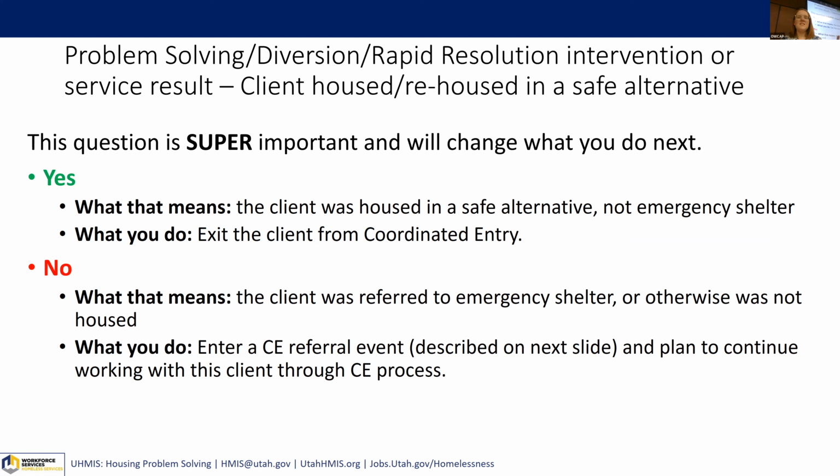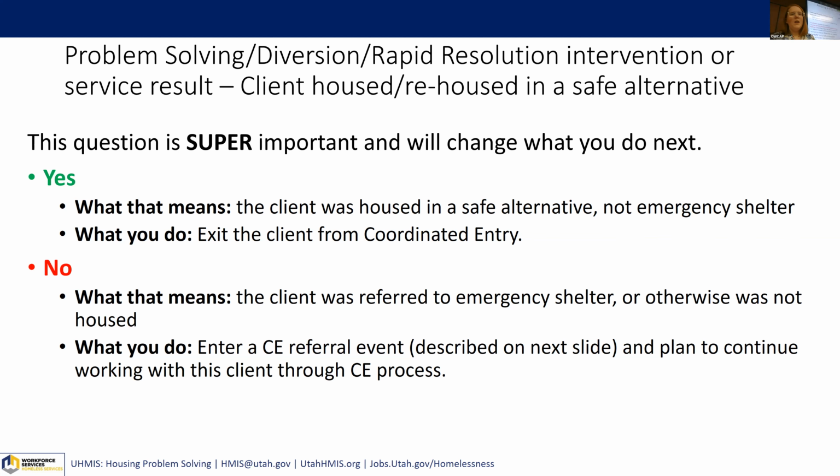So the reason is a safe alternative is not emergency shelter. They became homeless that night. If you put them in emergency shelter, everybody in the state does it the other way around. That's why I'm making it such a big deal. It is a really key part of our state reporting. So if you receive money from OHS for diversion data, make sure if you are referring them to an emergency shelter project for that night, you mark no. If you are sending them to their friends or family, and not a literally homeless situation that night, you can mark yes. You would also exit them from coordinated entry.